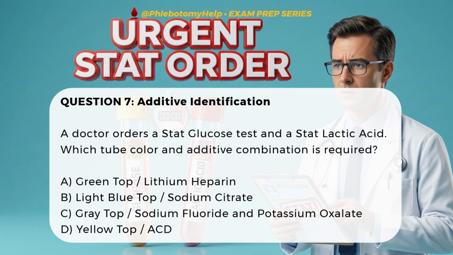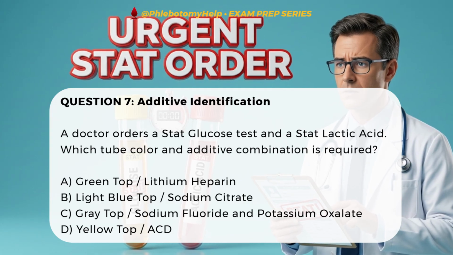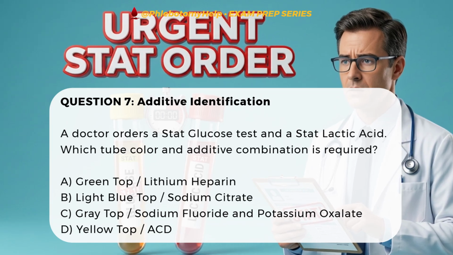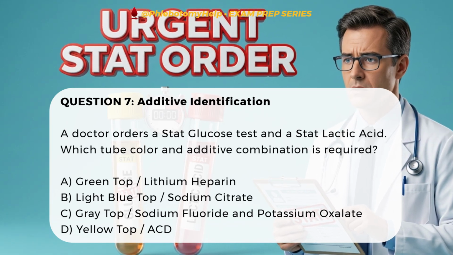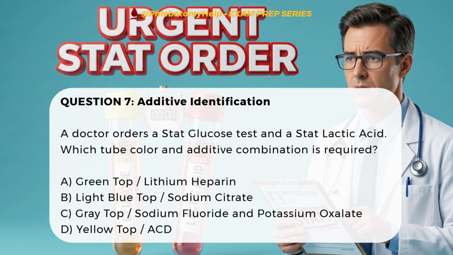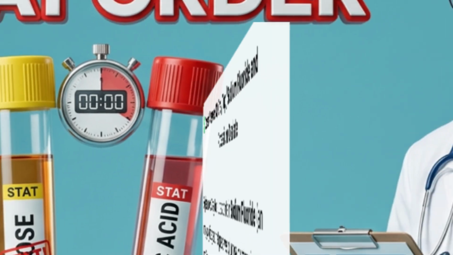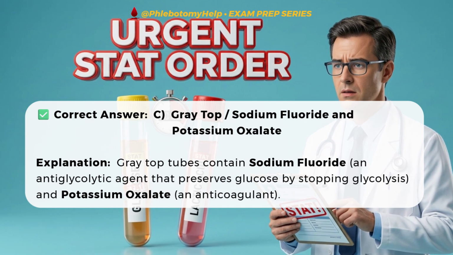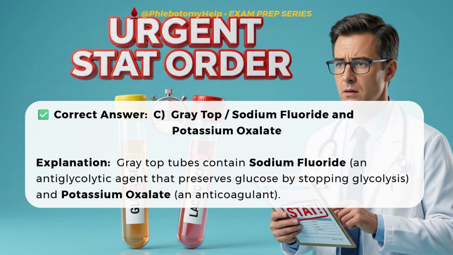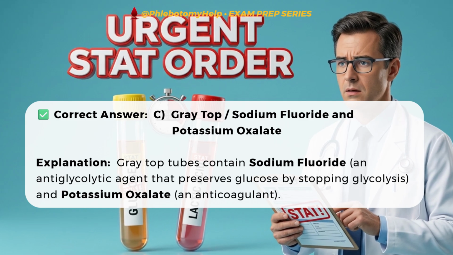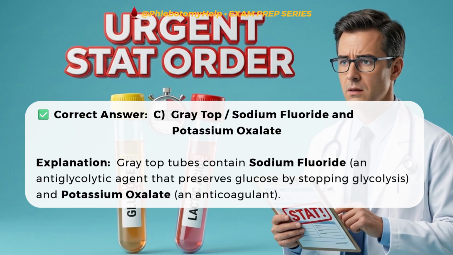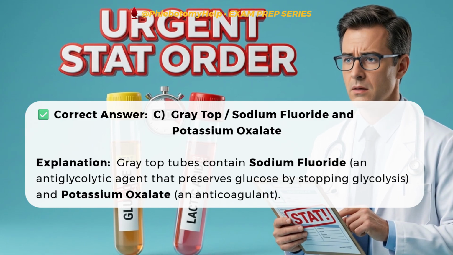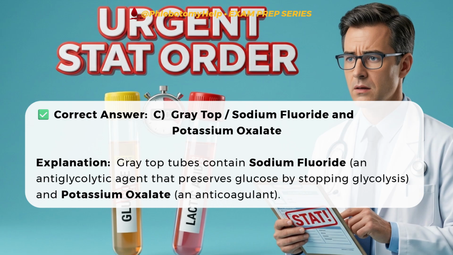Question 7. A doctor orders a stat glucose test and a stat lactic acid. Which tube color and additive combination is required? The correct answer is C. Gray top, sodium fluoride and potassium oxalate. Gray top tubes contain sodium fluoride, an antiglycolytic agent that preserves glucose by stopping glycolysis, and potassium oxalate, an anticoagulant.